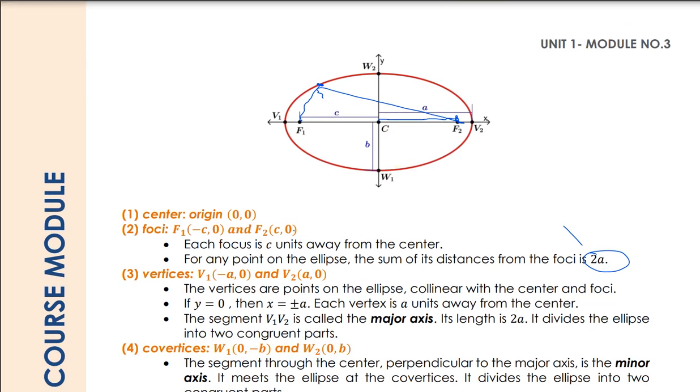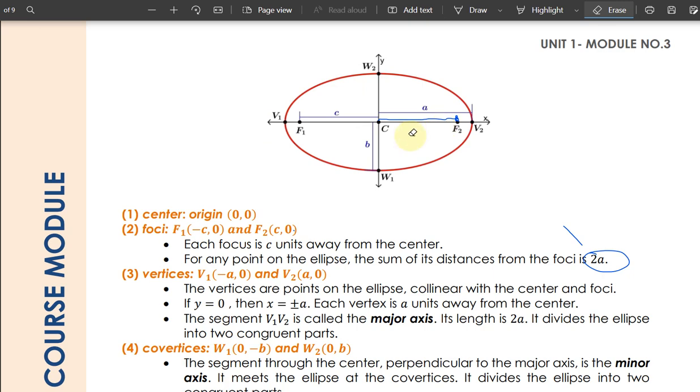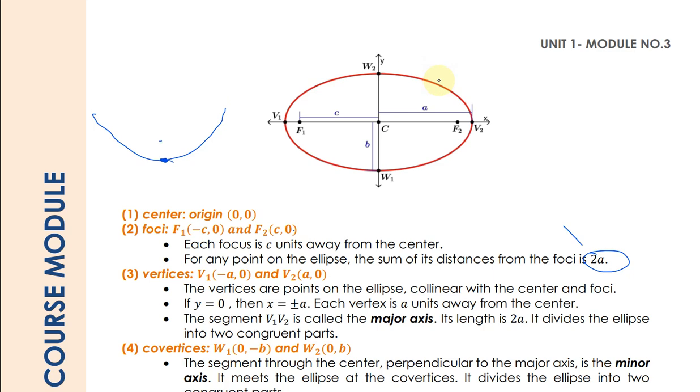Okay, for the vertices, this is familiar to you from the parabola. The vertex is behind the focus. Similarly in the parabola, this is the vertex, the middle, then our focus is up front, and our directrix is behind. Similarly in the ellipse, our vertex is here, then our focus is in front. So this is our vertex, then this is the focus. Okay?